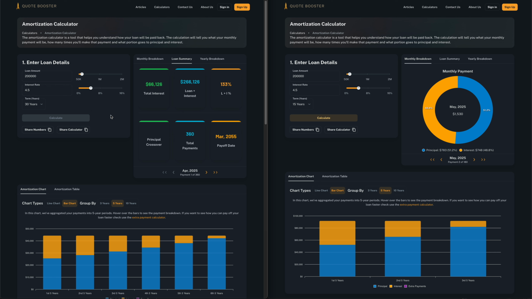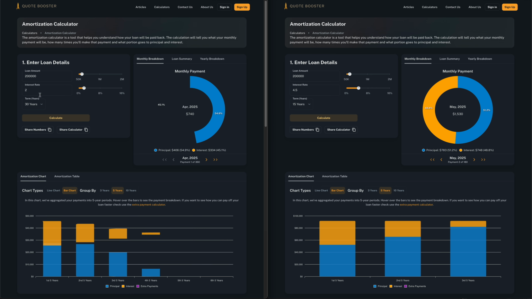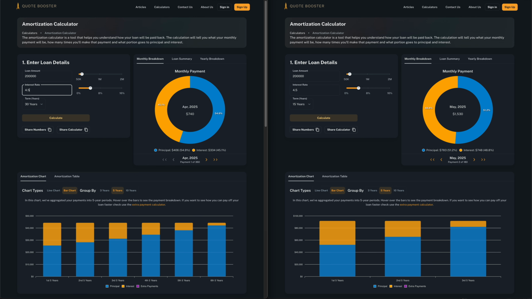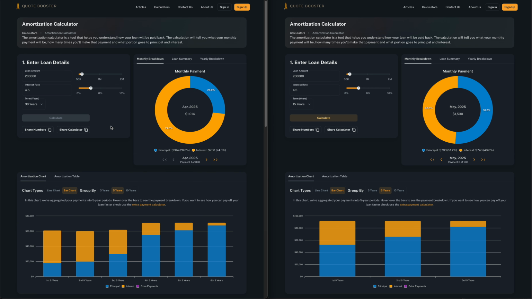The other thing that you can do in order to save money is pay off the loan faster. So let's look at this. On the right side of the screen, I have the same loan. Both loans are $200,000. We're going to do a 4.5% interest rate. We could change this to any number. And then the term is going to change. On the left side, we have a 30-year loan, and on the right side, we have a 15-year loan.